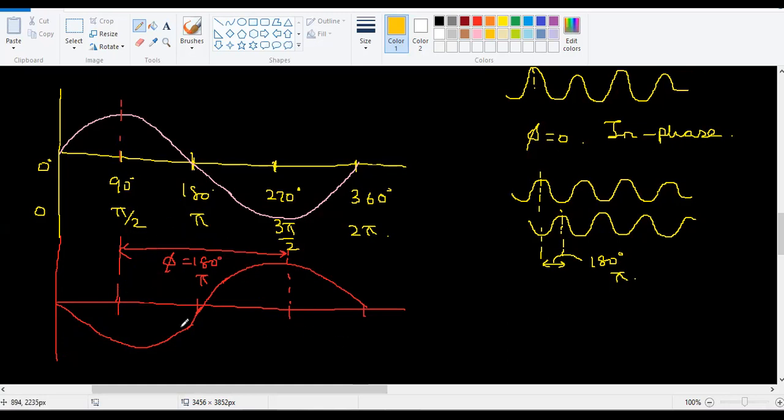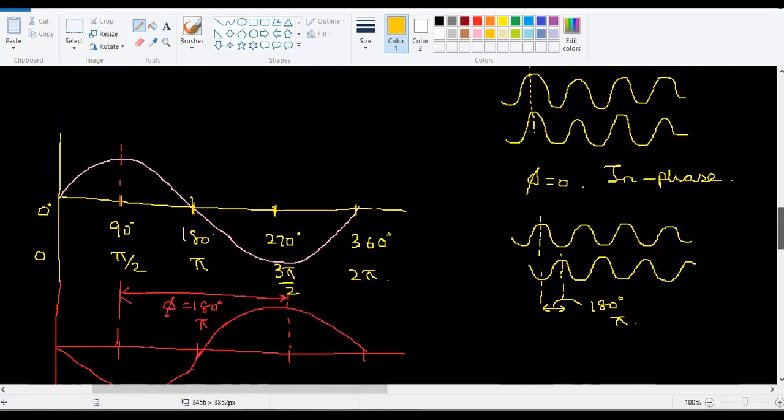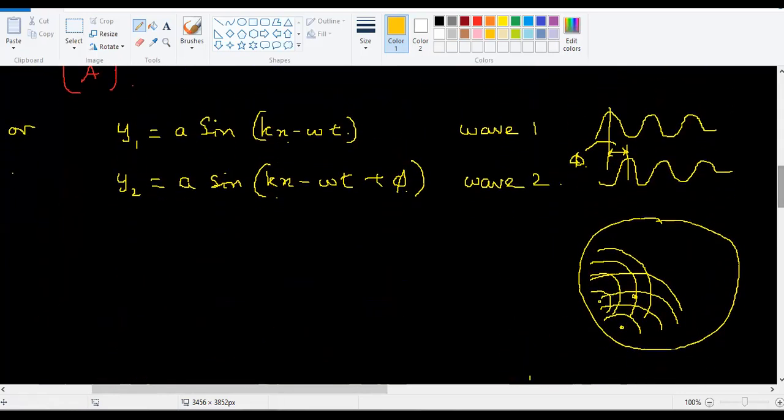Again, I don't want to confuse you with too many curves in the same graph. So take down one thing properly. Now that you know what the phase difference is, it can be 0, it can be 180 degrees, it can be 30 degrees, it can be 60 degrees, it can be anything. So this is what we mean by the phase difference between the two waves. So take it down.